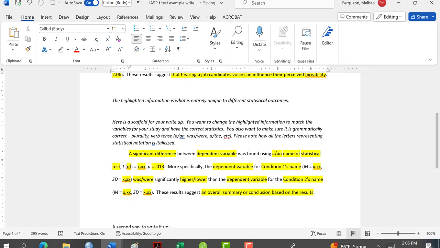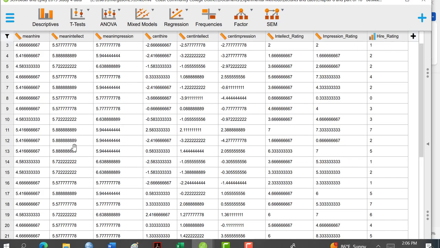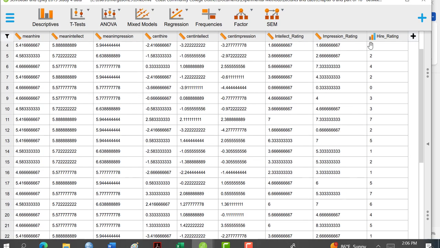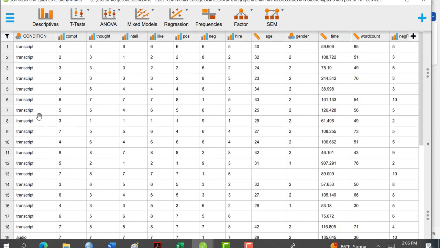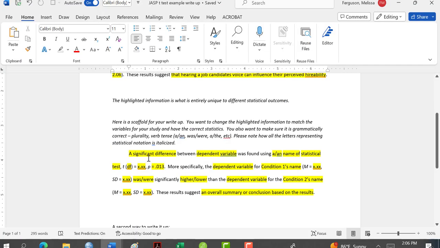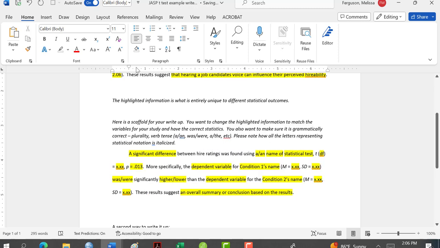between and our dependent variable. If you don't remember what your dependent variable is, you can go back to the data set. Here it says right here, higher rating, or you can go to the data and see here at the very end, it was higher rating. Let's just remind ourselves now of our two conditions, audio and transcript. So the significant difference between, up above and below, I have higher ability, but I think I like higher ratings better. And then instead of between, I think I like in. So, sometimes you might need to change the vocabulary so it sounds grammatically correct.